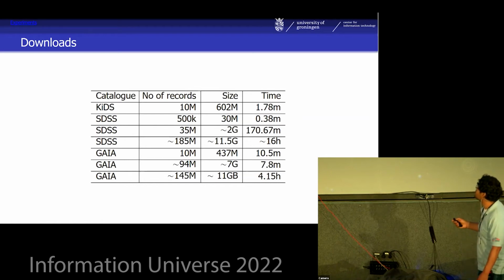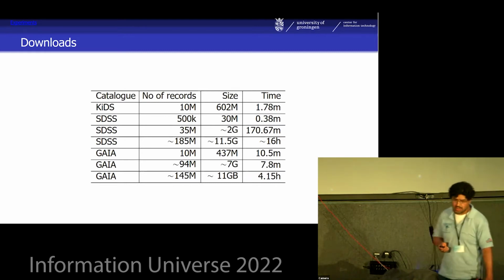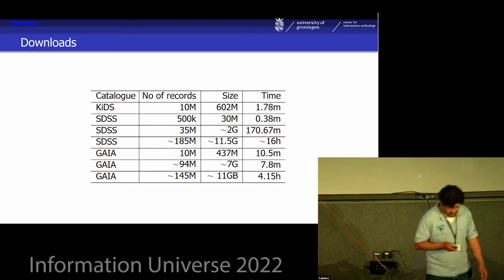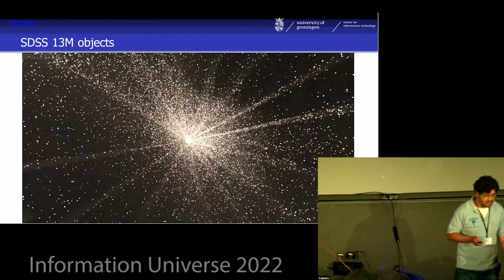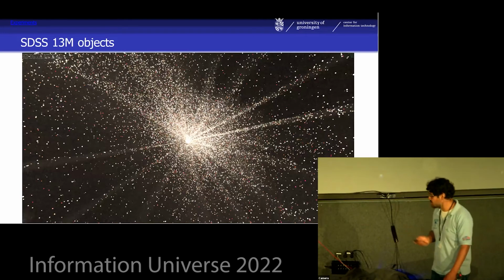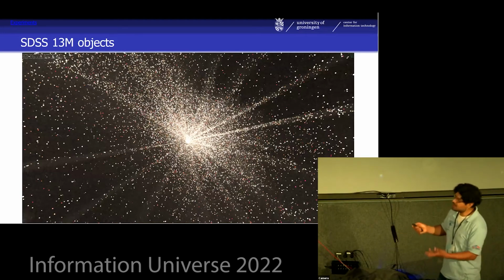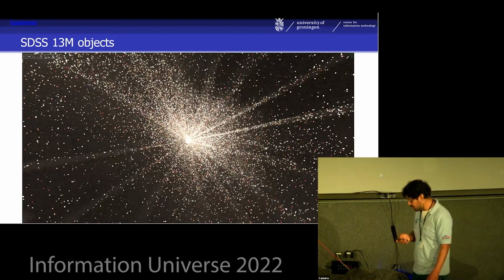The other one is from Gaia, and we have downloaded 145 million rows, about 11 gigabytes, and it took about 4.15 hours, more or less. So some examples of visualizations. These are just static visualizations, but Rees will show you an animation about what we have downloaded.